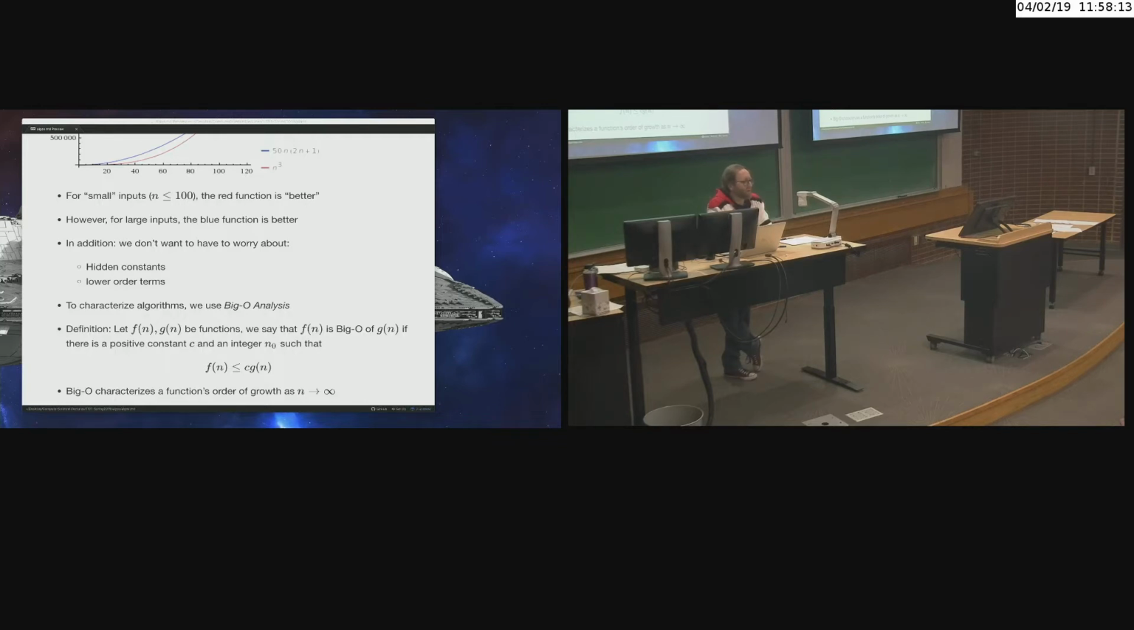Think calc, for those of you in calc. If I take a function and I want to know the change in the rate of change, I take the first derivative. So if I take a linear function n and take the first derivative, what's the first derivative of n? 1. In other words, it has a constant rate of growth.